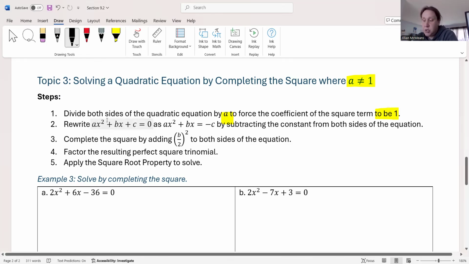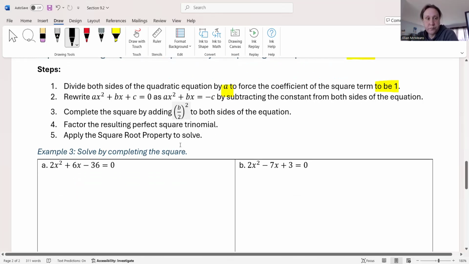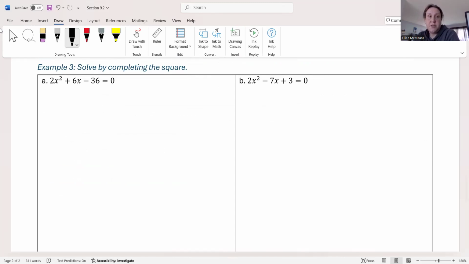So again, the biggest issue is it could potentially create a situation where you have fractions. So the directions say solve by completing the square. So I have 2x squared plus 6x minus 36. Well, I can't complete the square if a, the coefficient of the square term, is anything other than 1. So instead of just dividing both sides by the coefficient of the square term, I divide all of the terms by that.